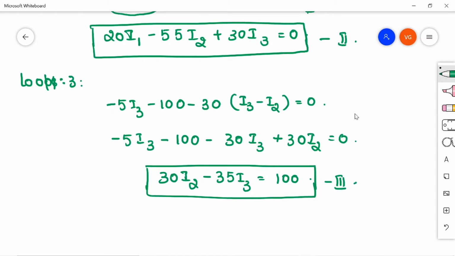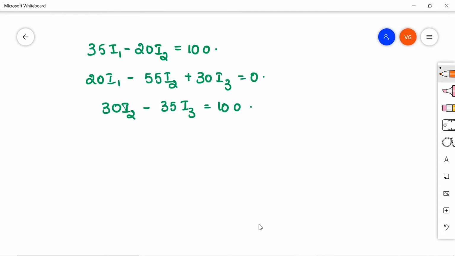So once you got the three loop equations, now we need to simplify these three equations to get the three unknown values, that is I1, I2, I3. These three are nothing but the loop currents. I have rewritten the three equations here, and let us start solving the three equations to get the three unknowns. The simplest way is using Cramer's rule, that is the matrix method. So let us write them in the matrix form.